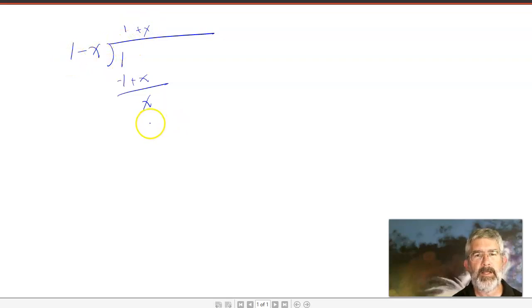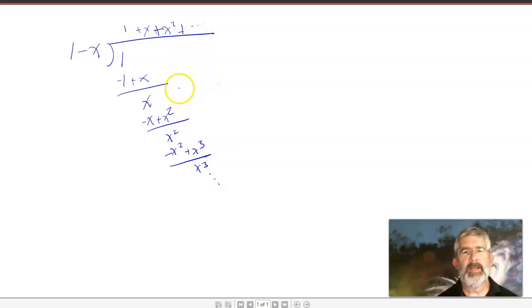1 minus x goes in, 1 goes into x, x times. So multiply, I get x minus x squared, and subtract. So change the signs and add. Those go away and I've got an x squared. Now the 1 goes into the x squared x squared times. So this would be x squared minus x cubed. Change the signs and add. I got an x cubed here. And perhaps you can see that this would continue forever, and that the result is 1 plus x plus x squared plus x cubed plus.